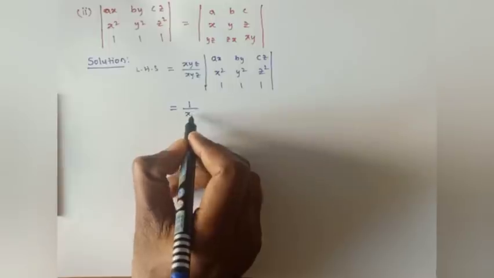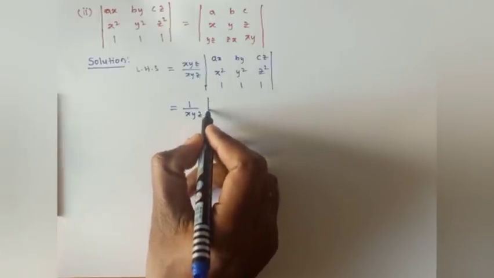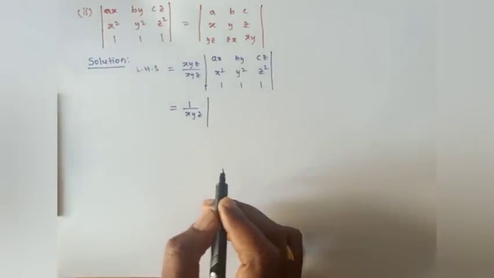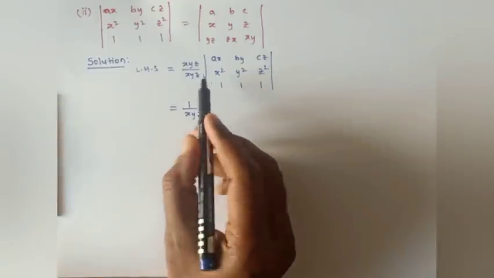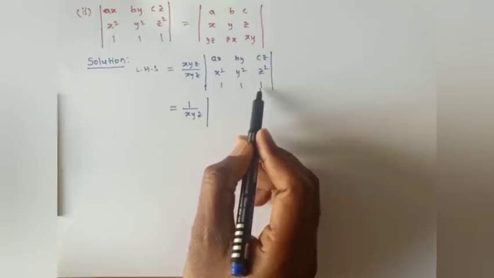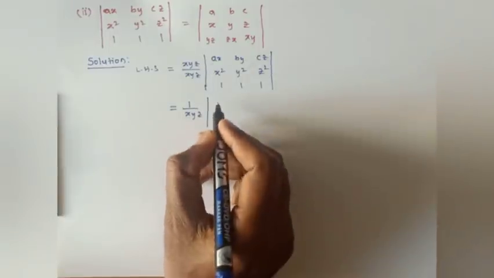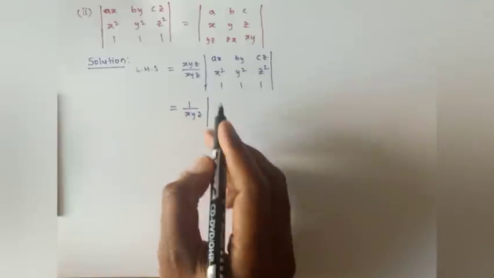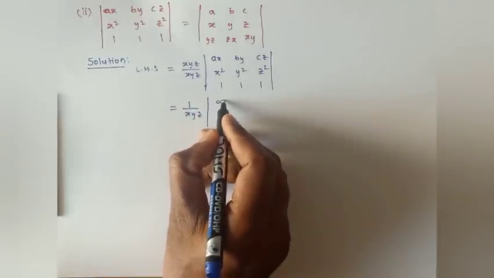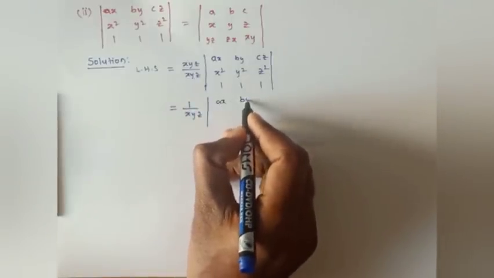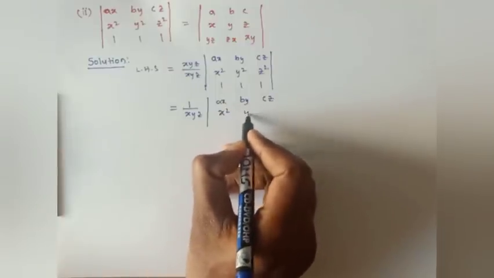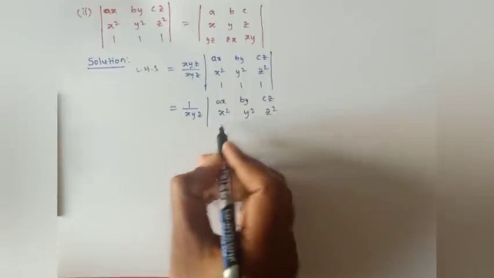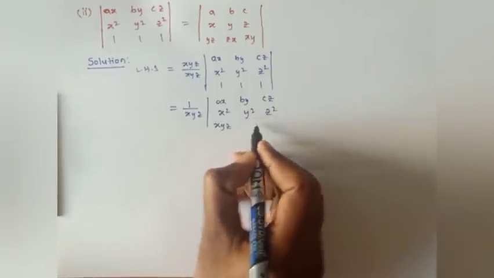This is 1 by x into y into z times of. Now, how to multiply this? Here I'm multiplying the entire row 3 with x, y, z. So there is no change in row 1. Row 1 is as it is, ax, by, cz, and this is x square, y square, and z square. Then this is x, y, z, x, y, z, x, y, z.